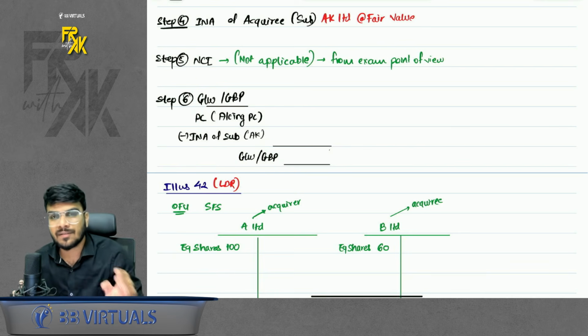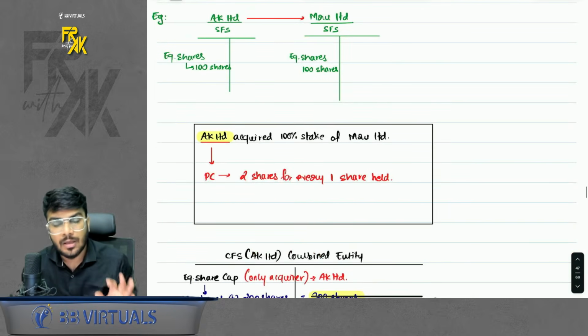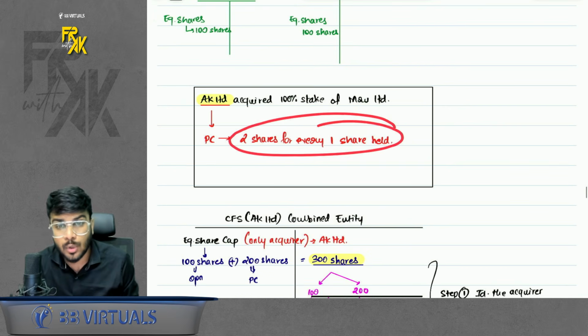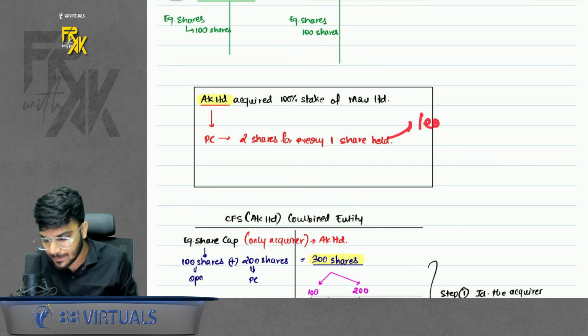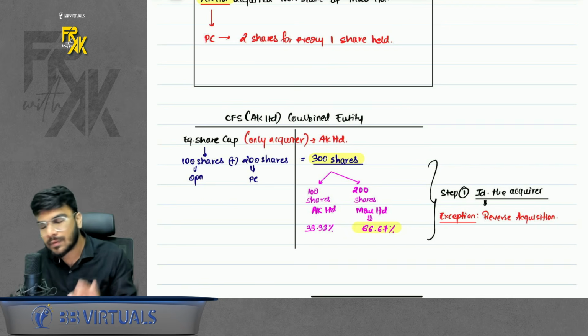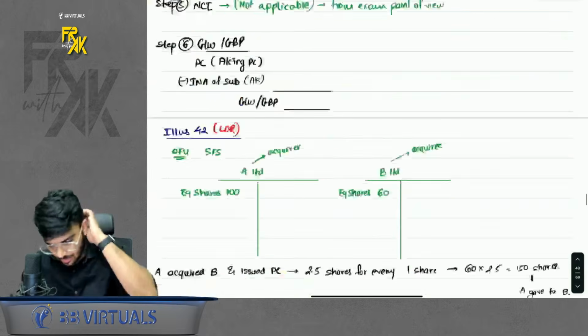So this was the basic fundamental of reverse acquisition. Do remember, in reverse acquisition, how will you come to know whether it is a reverse acquisition or not? This PC which was given, 2 shares for every 1 share, I call it legal PC. So prepare a rough work based on the issue of legal PC. You will easily come to know whether it is a reverse acquisition or not. Okay, chalo, done. Now let's proceed.